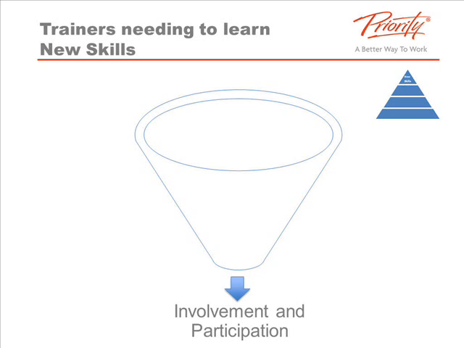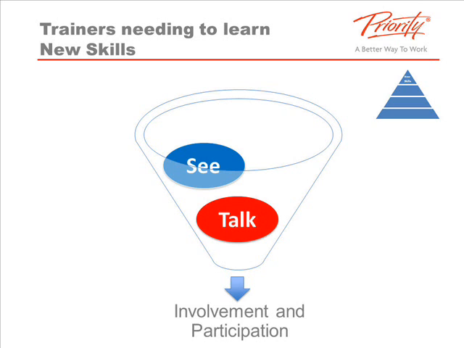So how do you get the involvement and participation that you need? There are three things that you need to be doing to be an effective online trainer. The first is you need to get people to talk. The second is that you need to get people to see. And the third is that you need to get people to do. So talk, see, do is my approach to being an effective online trainer.